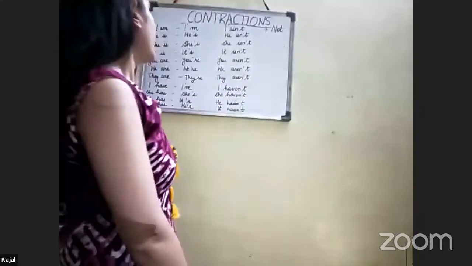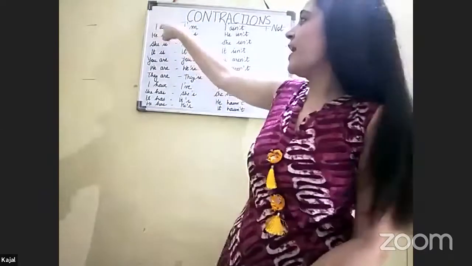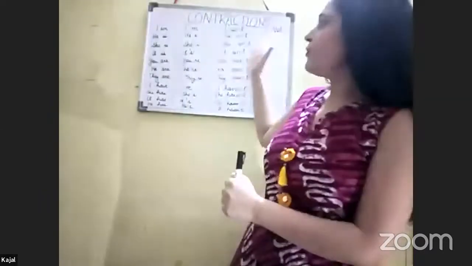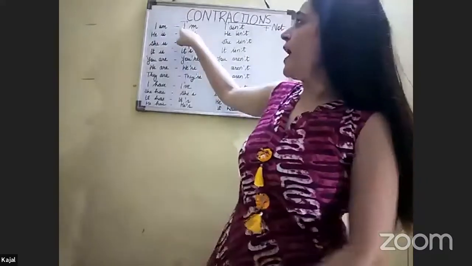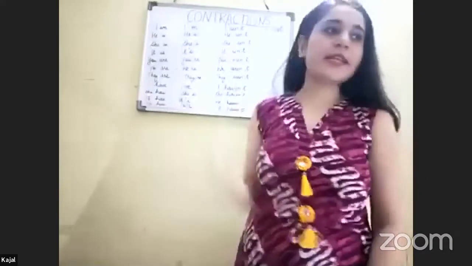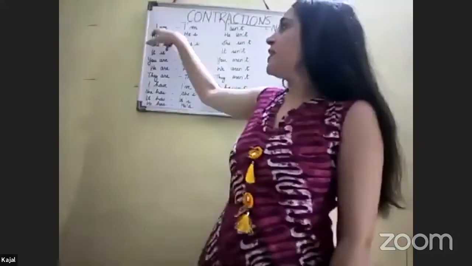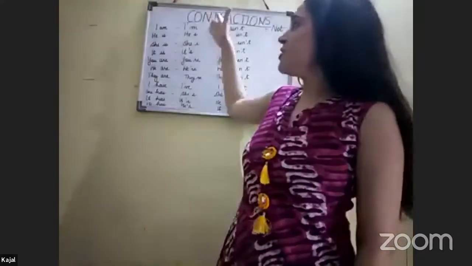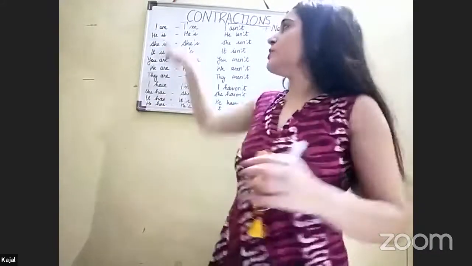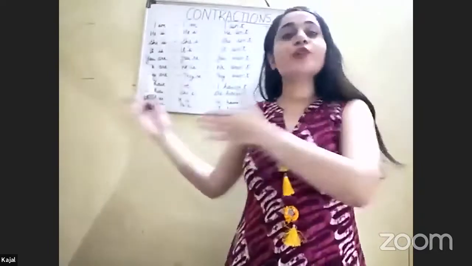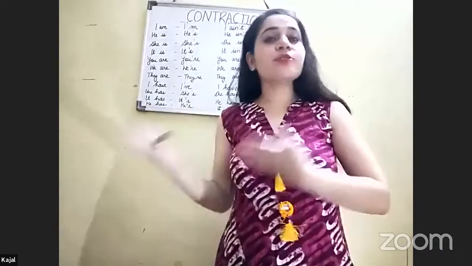So let's start our session with the contractions now. First we have I am. What is the contraction of I am? We put I apostrophe m. That is I'm. So if I say I am going to the park, here I am using the full form. But if I use the contraction, I'll say I'm going to the park.